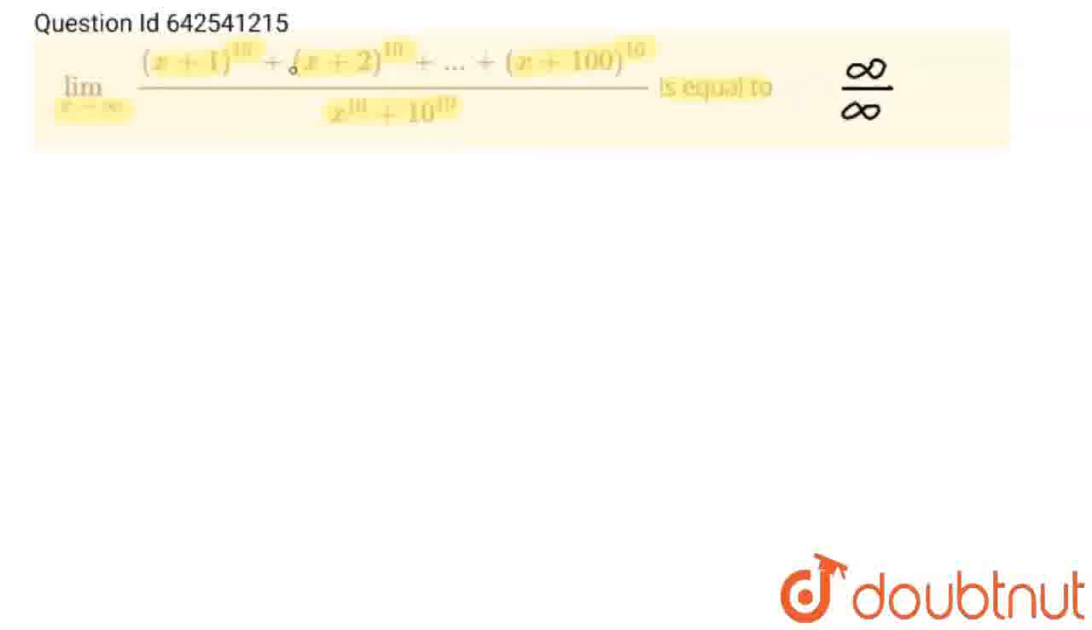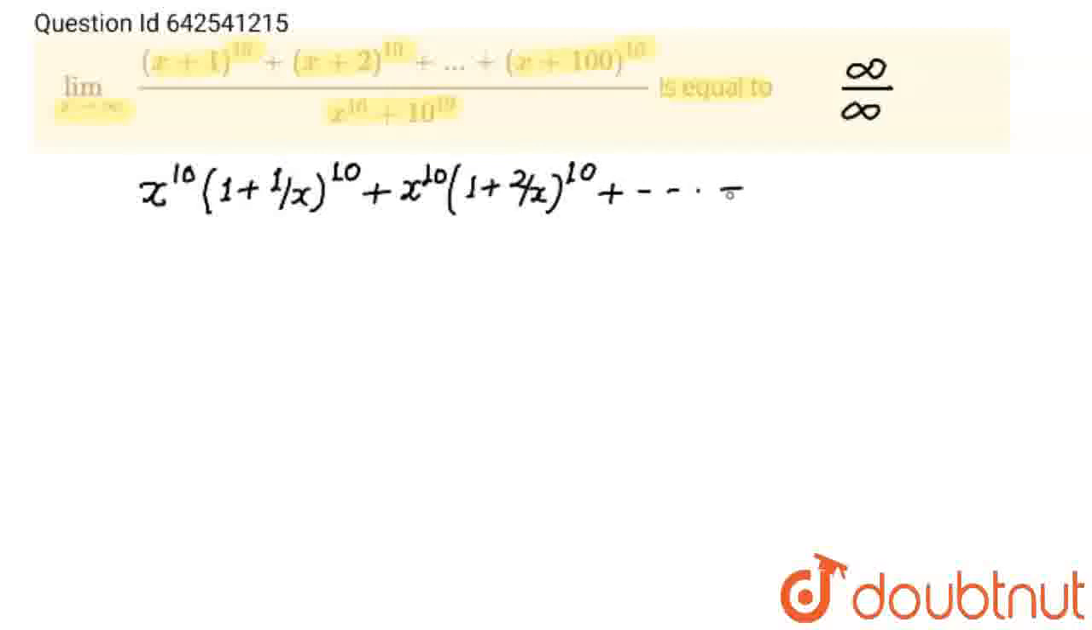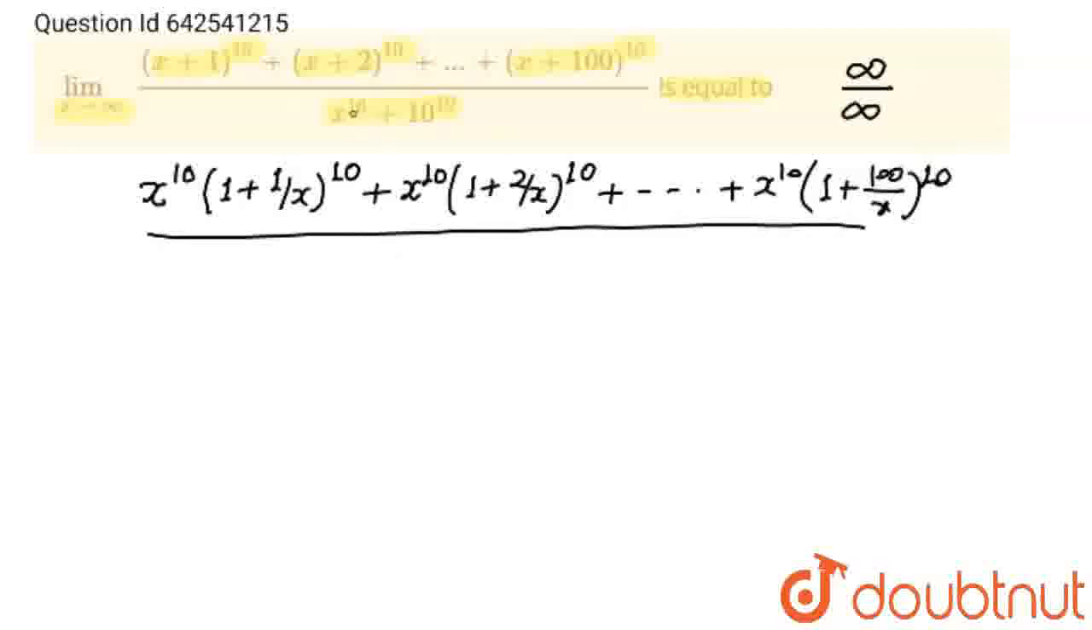Now here I am going to take x common from every bracket. When I take x common from this bracket, here is already power 10, so this will become x^10, and this will be (1 plus 1 upon x)^10. Similarly, I will take x^10 common, this will be (1 plus 2 upon x)^10, and the last will be x^10 times (1 plus 100 upon x)^10. Whole upon, now here I will take x^10 common, this will be 1 plus 10^10 upon x^10, and this x^10 will cancel with every x^10 present in the numerator.